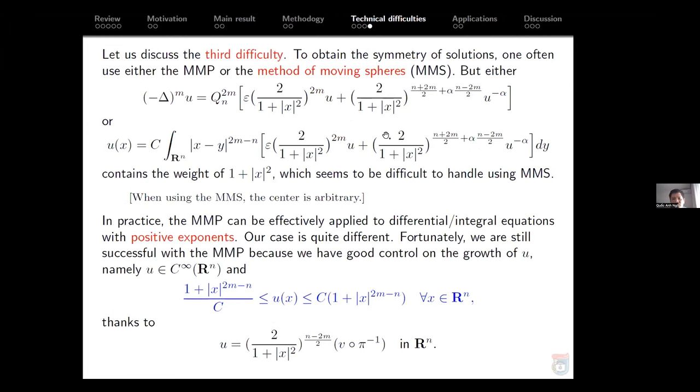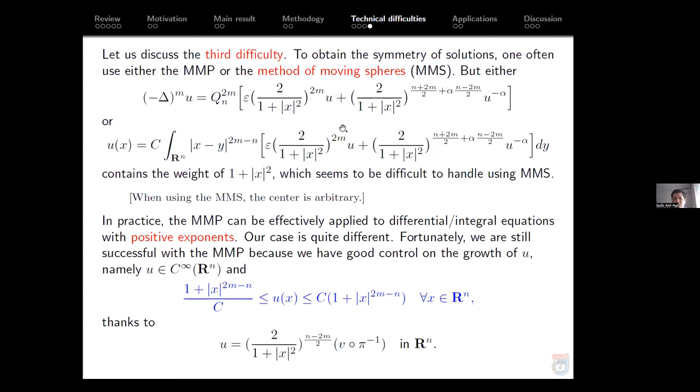Okay. So the third difficulty is how to select between the methods. Usually people use either the method of moving spheres or the method of moving planes to prove symmetry of solutions. In our case, we have a very nice equation, but we have a weight which is not good enough from my personal point of view. It's not clear if we can still use the method of moving spheres in the case of this weight. So we decided to make use of the method of moving planes.